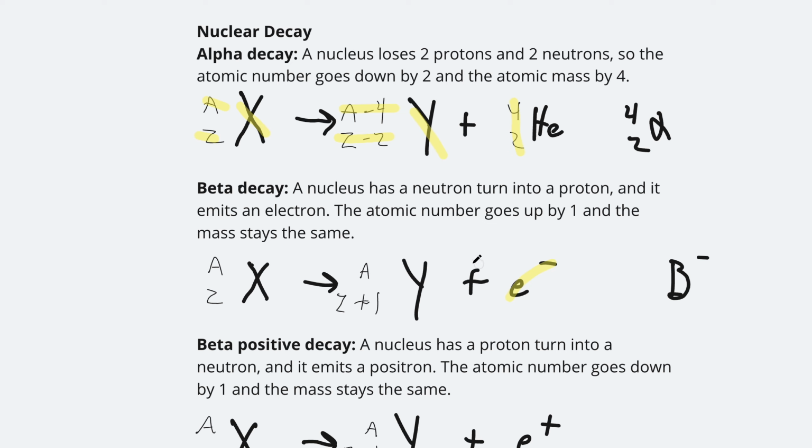If we look at our original element, the atomic number goes up by 1 because 1 neutron turned into a proton, and the mass stays the same because we lost a neutron but gained a proton. The proton that the neutron turns into remains in the nucleus, so that proton does not get ejected.